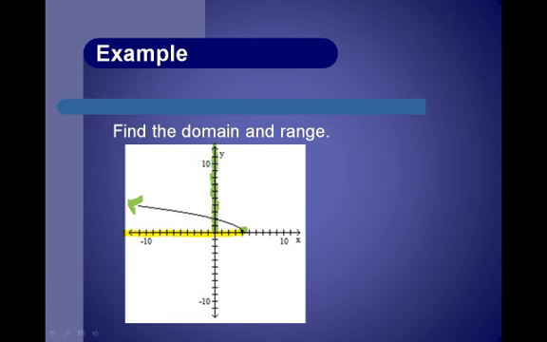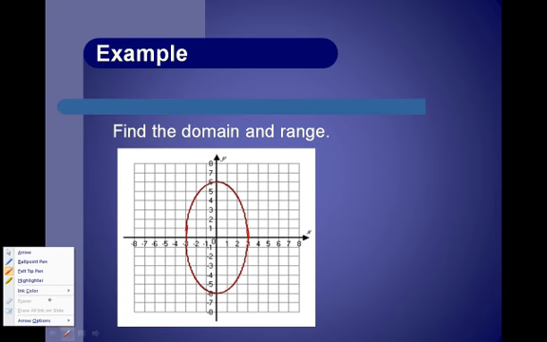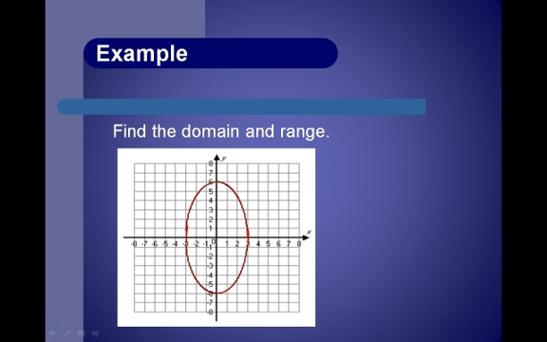So on our paper we would say that the domain is all x's less than or equal to 4, and then the range is all y values greater than or equal to 0. Okay, we'll start with the domain.